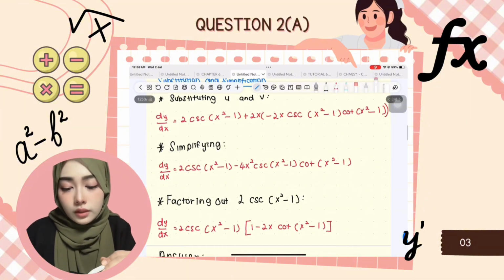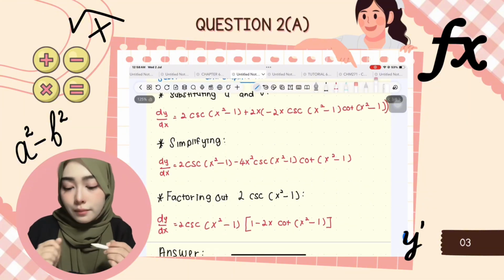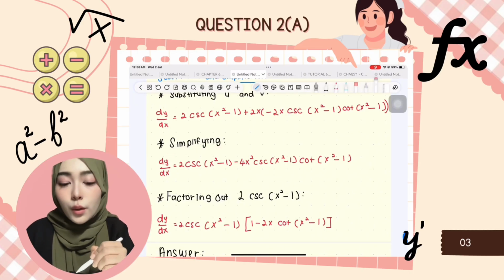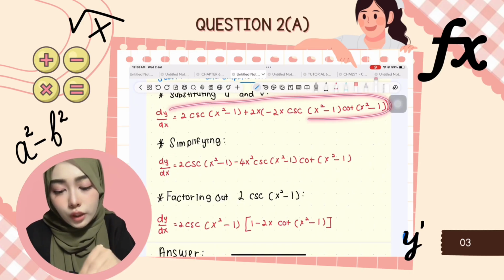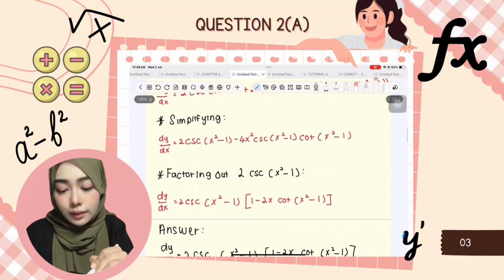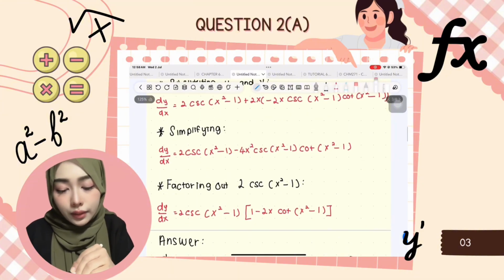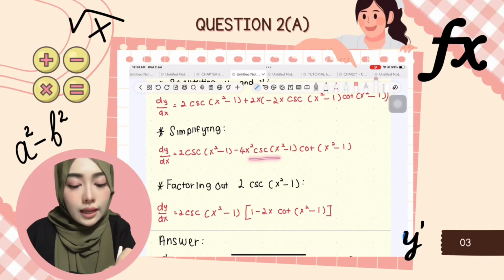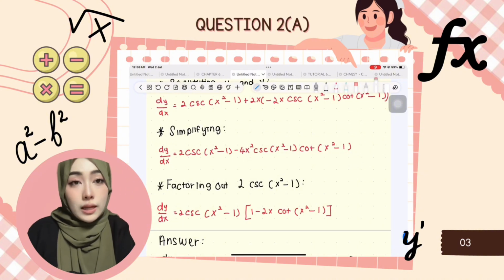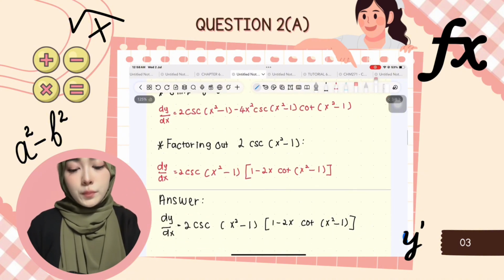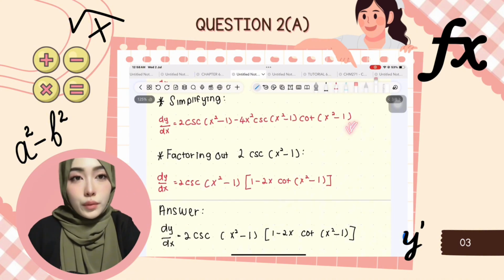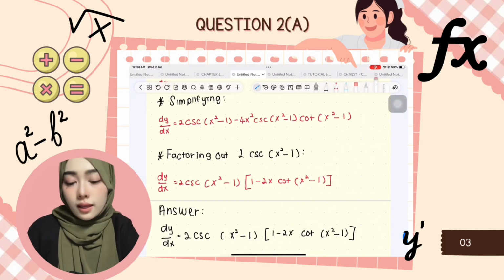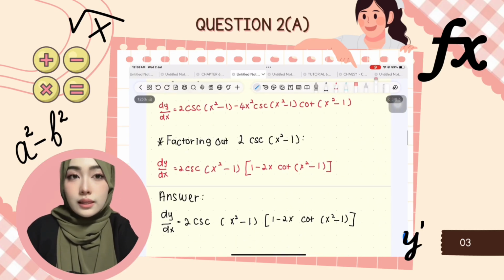The next step is simplifying. We are going to simplify this equation. As you can see right here, I've already simplified this. So we will get dy over dx equal to 2 cosec(x² − 1) minus 4x² cosec(x² − 1) cot(x² − 1). This we can already consider as the answer, but if you want to factor this out, that is also correct. But for me, I am going to factor this out.